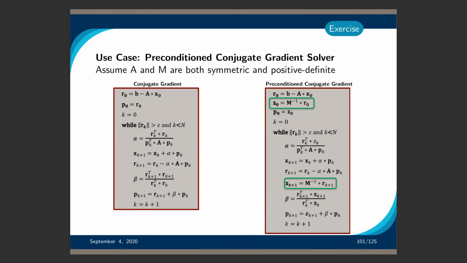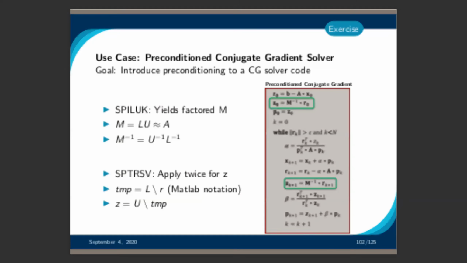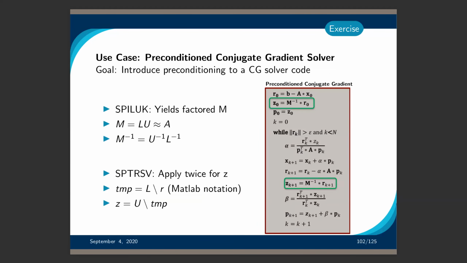So as an exercise and a use case, we have a preconditioned conjugate gradient example. The exercise begins with an implementation already in place of the conjugate gradient algorithm to solve a linear system, in this case using a simple Laplacian matrix on a Cartesian grid. And the goal is to introduce changes to the code necessary for preconditioning, which are marked by green boxes in the algorithm box on the right.